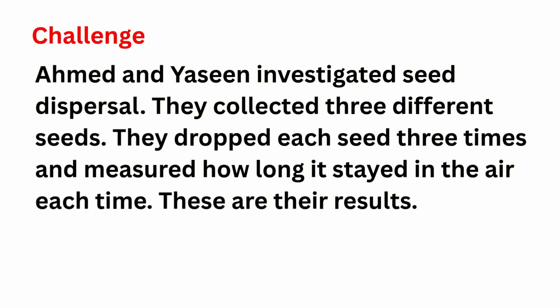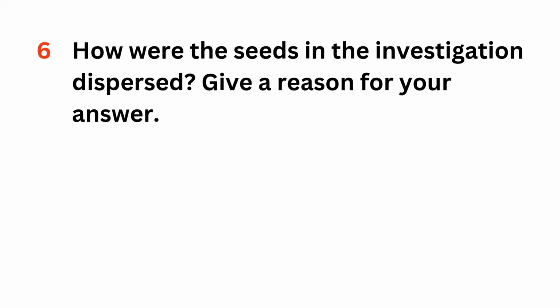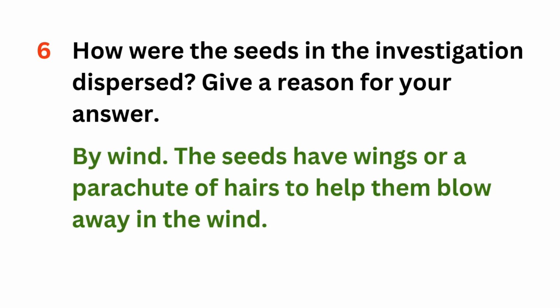Challenge. Ahmed and Yasin investigated seed dispersal. They collected 3 different seeds. They dropped each seed 3 times and measured how long it stayed in the air each time. These are their results. Question number 6. How were the seeds in the investigation dispersed? Give a reason for your answer. The seeds were dispersed by wind. The seeds have wings or a parachute of hairs to help them blow away in the wind.